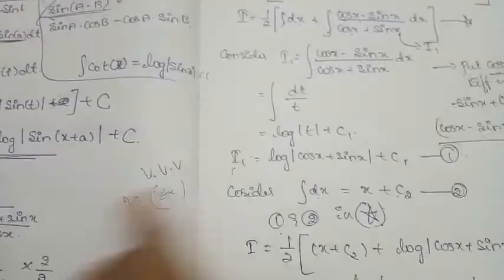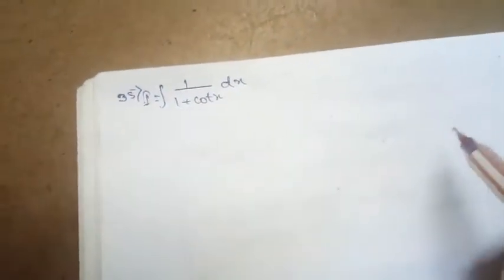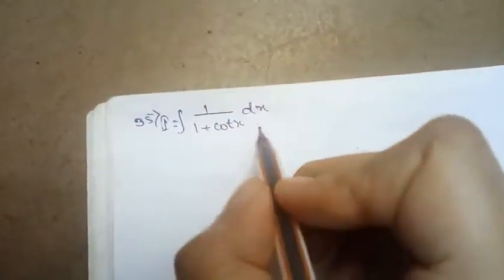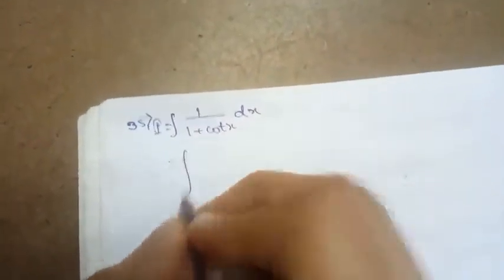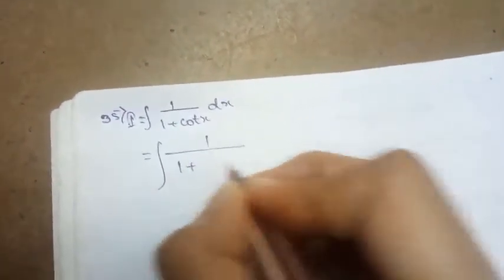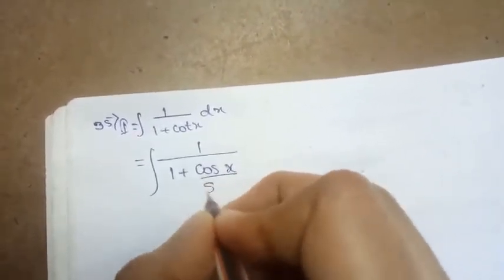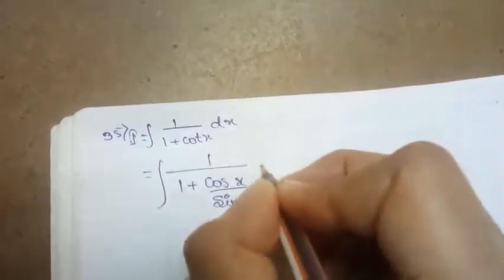If you have any doubts with these three types of questions, you can ask me at any time. The next question is the integration of 1 divided by 1 plus cot x dx. This is similar to the previous question which I have solved, so it goes with that method itself. First, I can write cot x as cos x by sin x, so the integral of 1 divided by 1 plus cos x by sin x into dx.